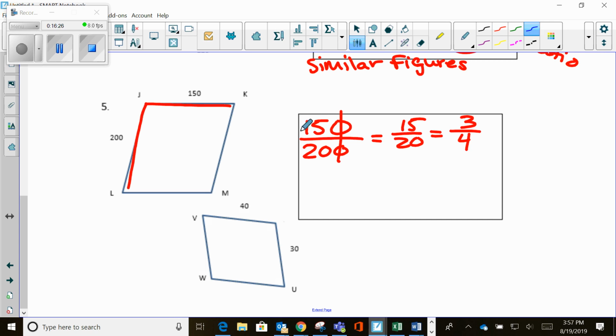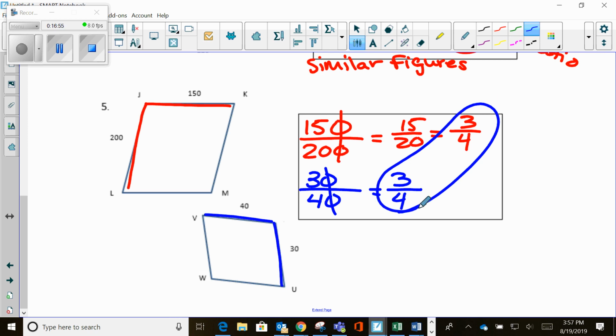Okay? We need to do the same thing to the second parallelogram. We did the smaller side divided by the bigger side, so that's what we're going to do here. 30, because that's the smaller side, 30 is smaller than 40, divided by 40. Because both numbers end in a 0, you can just cancel out the zeros. Okay, it's the same thing as dividing by 10. So we get 3/4. They have the same ratio, so they are similar figures.